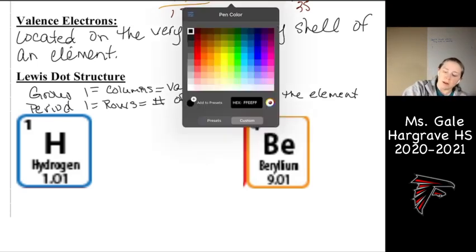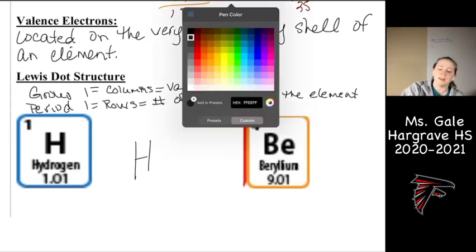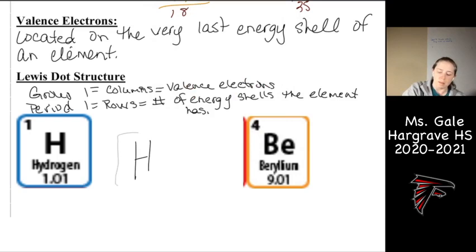So what I want you to do on your paper is draw the H, just like this, and lightly draw a box right around it. Let me draw my square a bit better. Now this box is our border. This box is what's going to hold our electrons in place as we go around placing our valence electrons. Hydrogen only has one valence electron because it's in group 1, period 1.